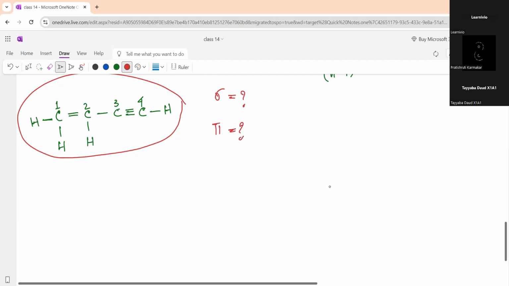So pi bonds are like 3. You said pi bonds are 3. Wait, 1 minute. Yeah, sure. Take time and answer. How many sigma bonds are in the total molecule? Don't miss any bond, okay?